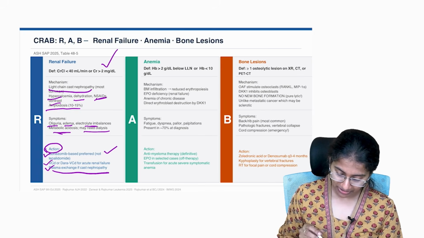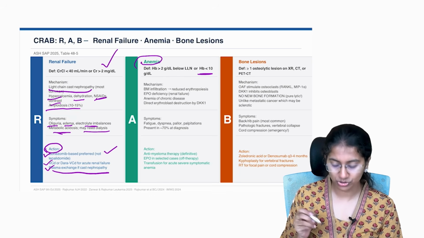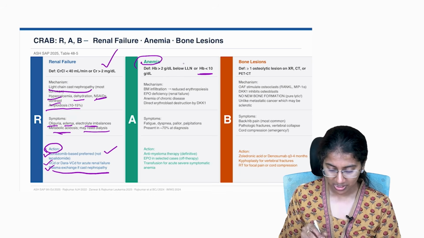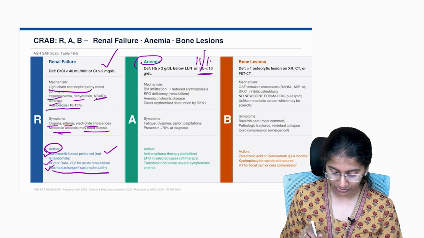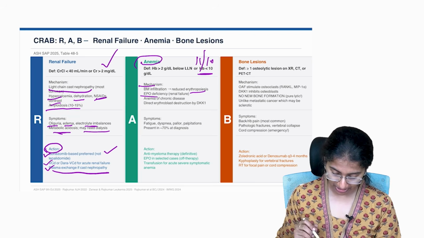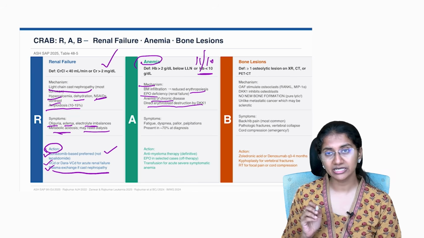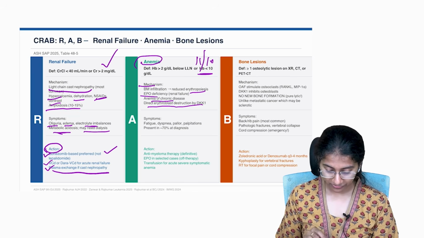Okay. So anemia, if you see: hemoglobin less than 10, usually more than 2 grams below the lower limit of normal. So 11 or 10 can be used. The mechanism is bone marrow infiltration, reduced erythropoiesis, EPO deficiency. So renal failure causes EPO deficiency resulting in anemia. Anemia of chronic disease, direct erythroblast destruction with DKK1. Okay, so these are the features.